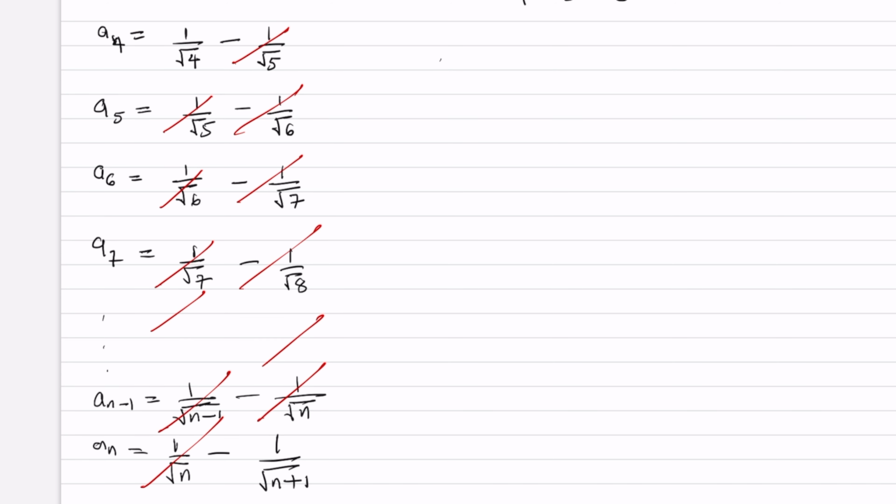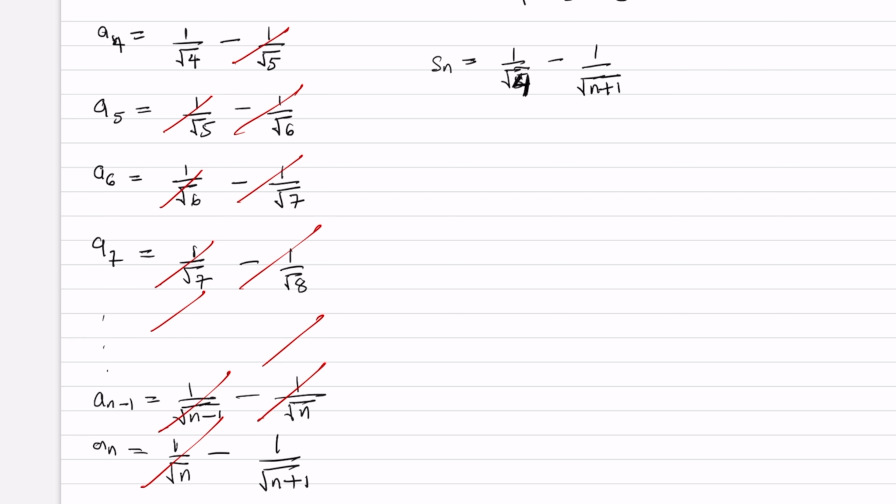my Sn, if I add all these terms together, the only terms that are going to be left are 1 divided by square root of 4 minus 1 divided by square root of n plus 1. Sorry, this is 4. Okay, this is the partial sum.